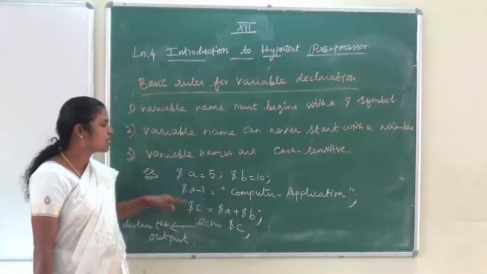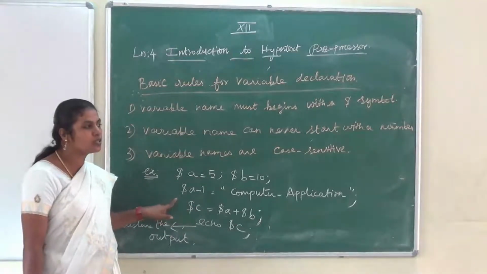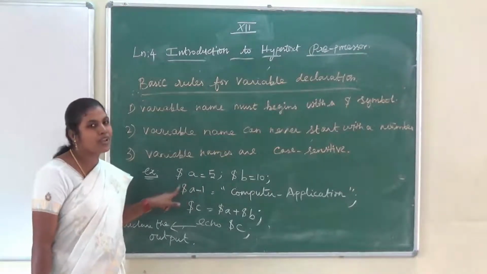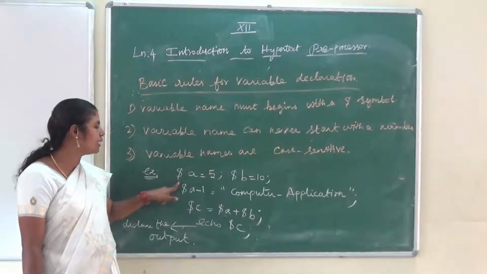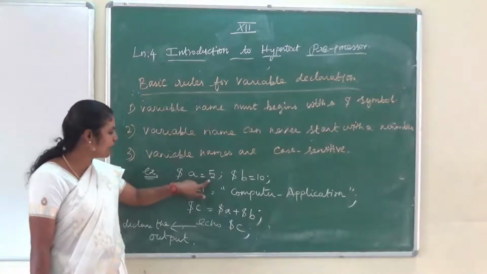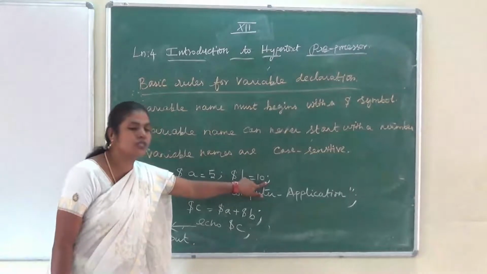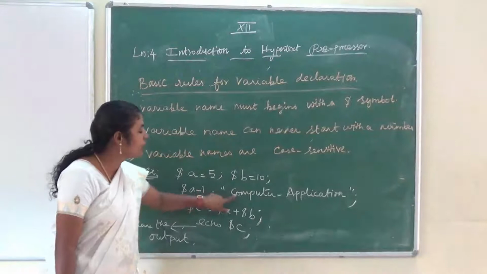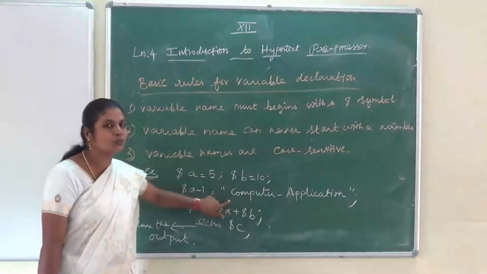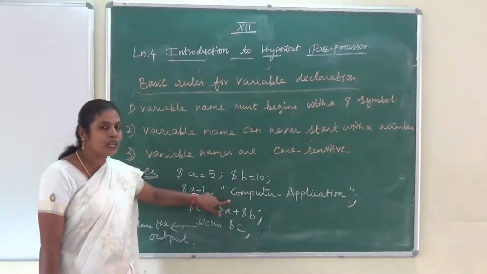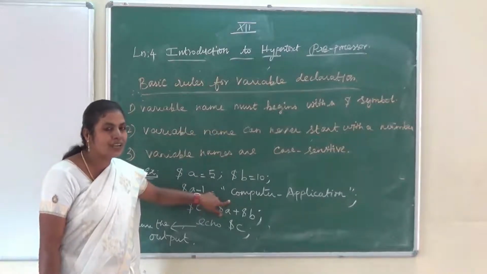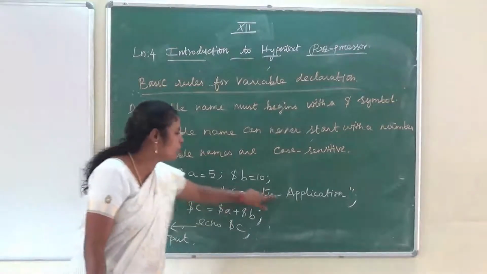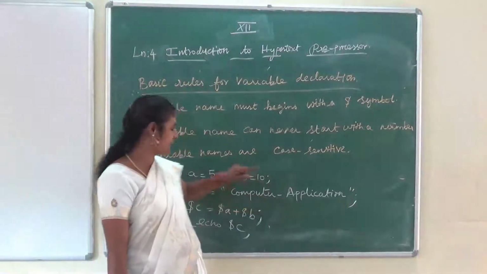These are the variables. How can we identify these variables? Before the variable, we wrote the $ symbol. Dollar symbol A value is 5, dollar symbol B value is 10. Here we declared the variables. Here also, dollar symbol A1 is computer application. This comes under the string data type. Then what is a string? A collection of characters within double quotes or single quotes is called a string. Here white space is also considered a character.